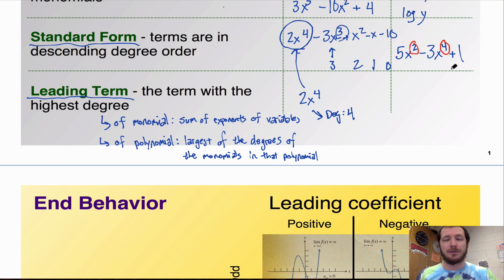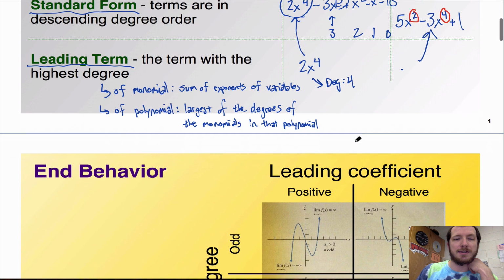A non-example of having a leading term first would be this one right up here. We would want to rewrite this so that our negative 3x to the fourth goes first, our 5x squared goes second, and then our 1 comes last.